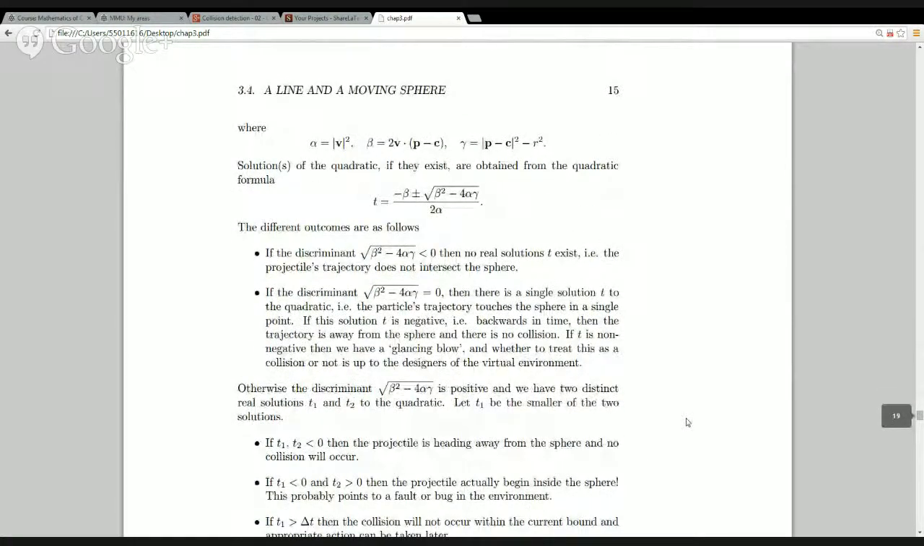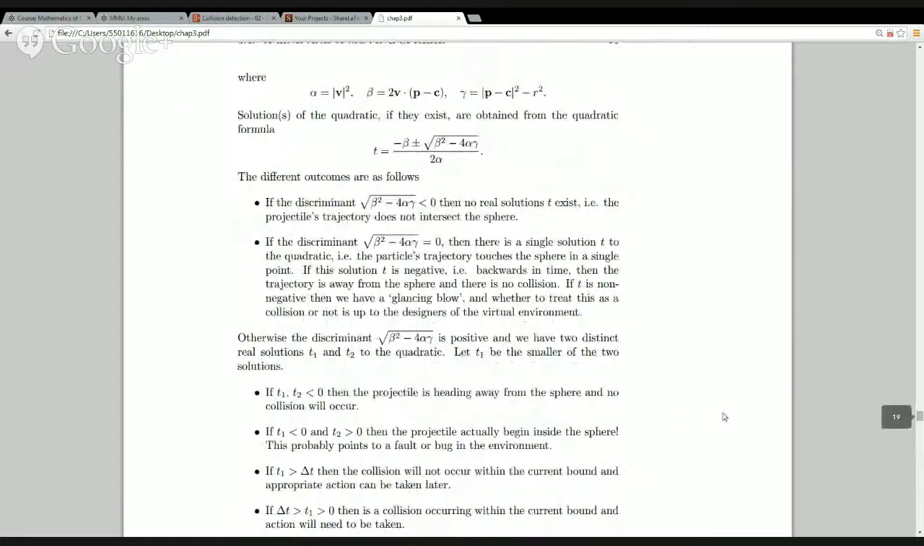And if there is a solution, the quadratic formula tells you what it is. Of course, there may not be a solution. There may be no time at which the line intersects the sphere. That would be the case when the quadratic formula has no solution. And maybe some other ones, which we'll describe now.